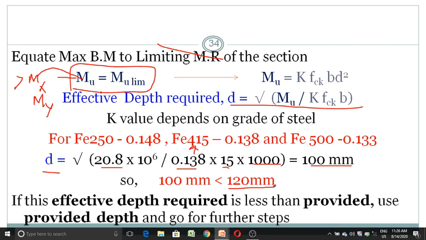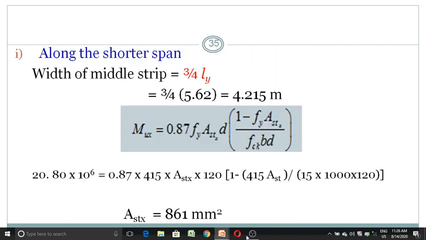So it is sufficient. It is not much more than our minimum depth required. Hereafter, we provide our effective depth as 120 mm and overall depth will be 140 mm. We go with our assumed overall depth and assumed effective depth here. Next, calculate the area of steel in the longer direction. So we have to calculate Astx here.